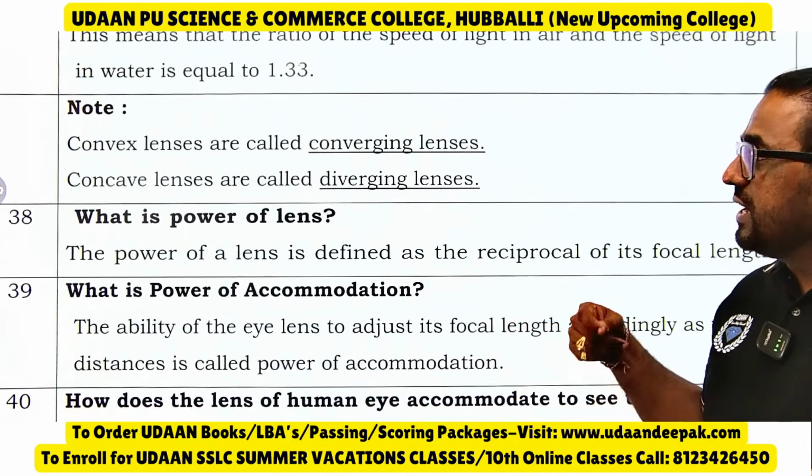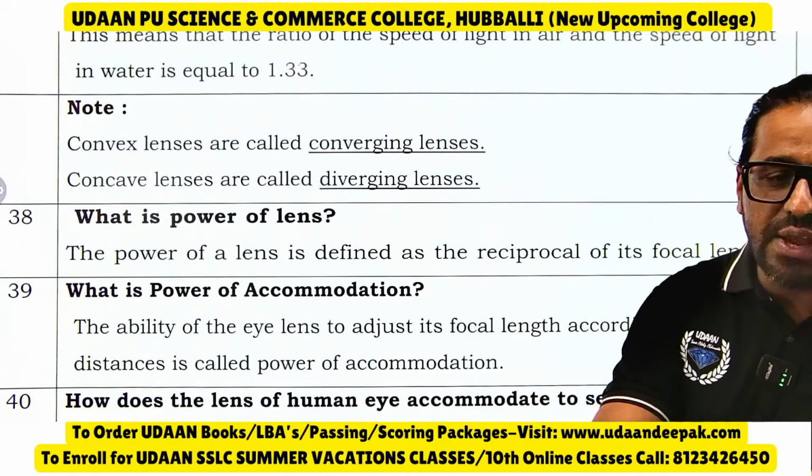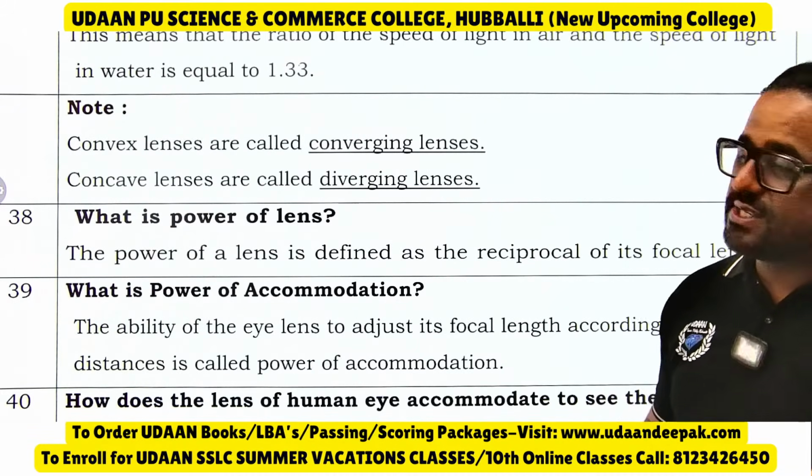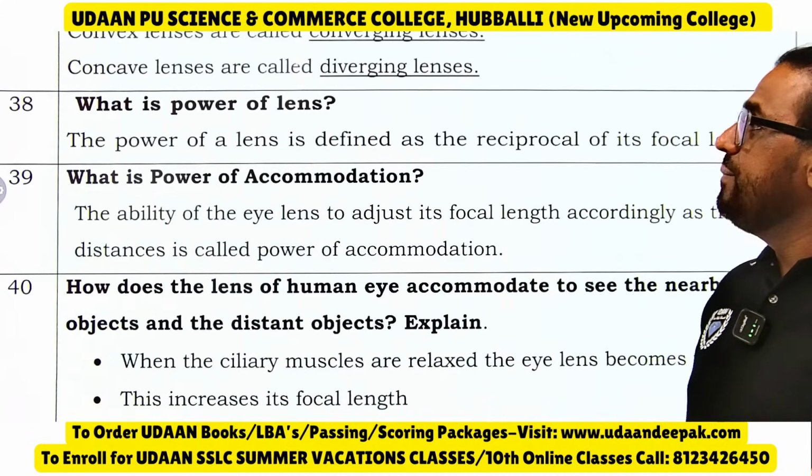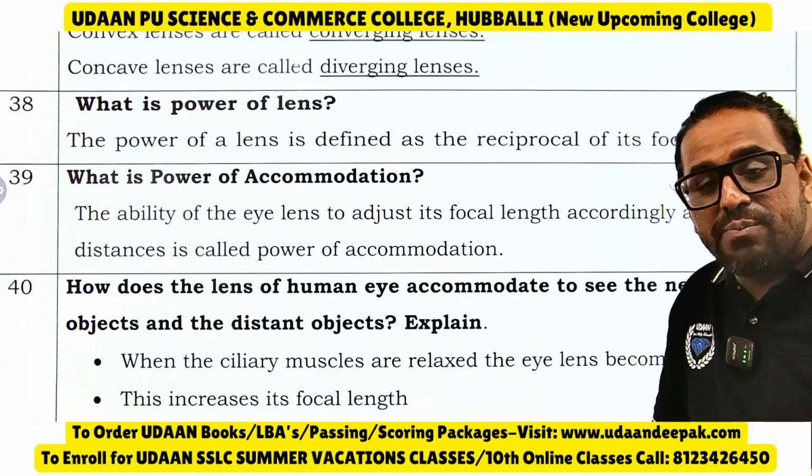Convex lenses are converging lenses, whereas concave lenses are what? Diverging lenses. Then what is power of lens? The power of lens is defined as the reciprocal of focal length.